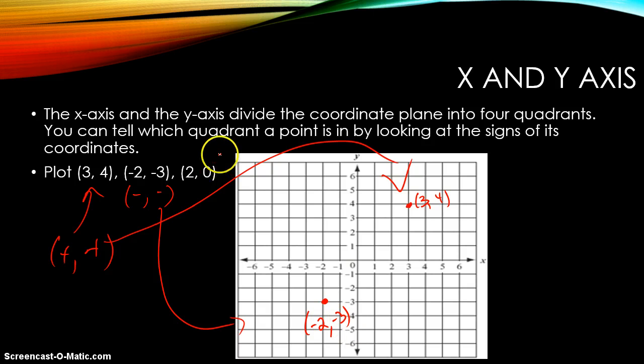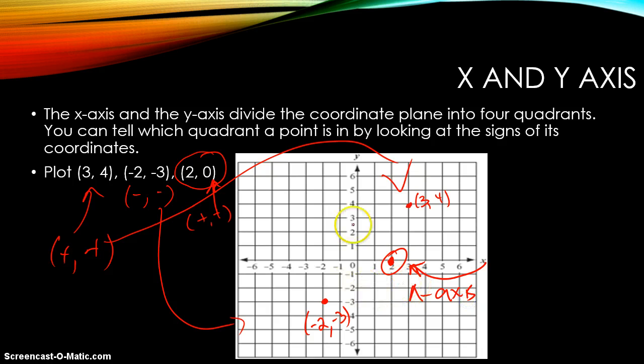Now this is a little bit of a tricky one. My values look like they're both plus, but remember, 0 is neither negative nor positive, so it's not really a plus. I'm going to first graph this point and tell you a little bit about it. So 2, 0. I go over 2 and 0. I don't go up or down, so that point is right there. That point falls on the x-axis.